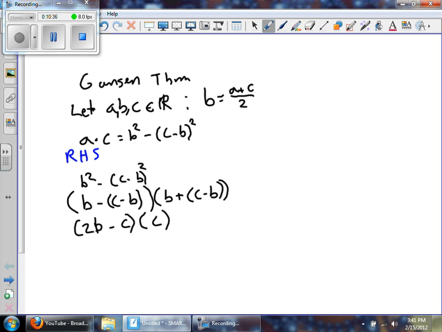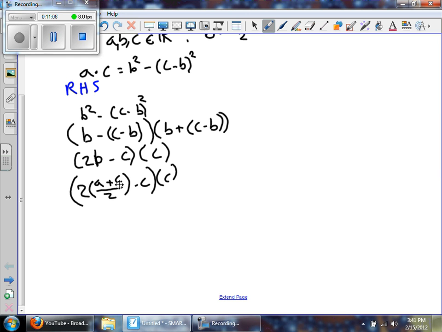At this point, I'm going to substitute for my B here. I'm going to substitute what I began with, this initial assertion that A plus C over 2 is equal to B. So instead of B, I'm going to have 2 times (A plus C) all over 2 minus C, times C. Well, what's going to happen here, and I'm going to scroll down just a little bit so we have a little bit more room to write, is my 2's are going to cancel, so I'm left with A plus C minus C times C. And as we see here, my C's are going to eliminate, so I'm left with A times C, which is equal to the left-hand side.